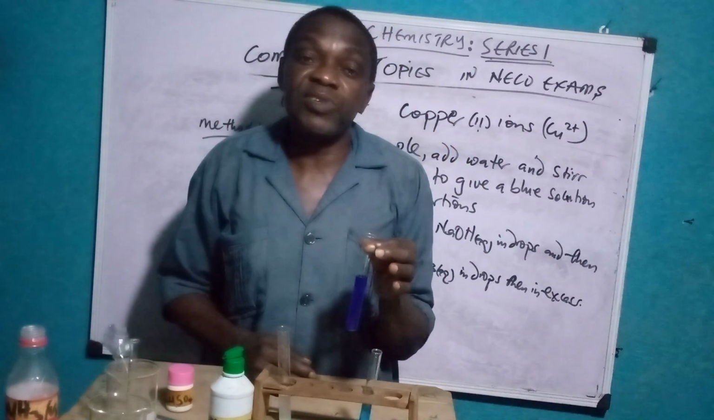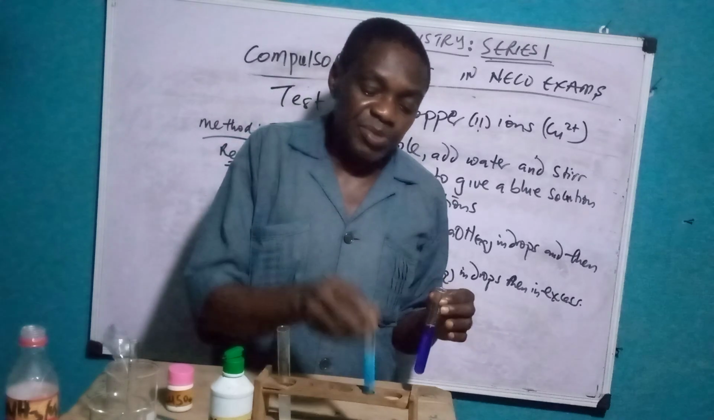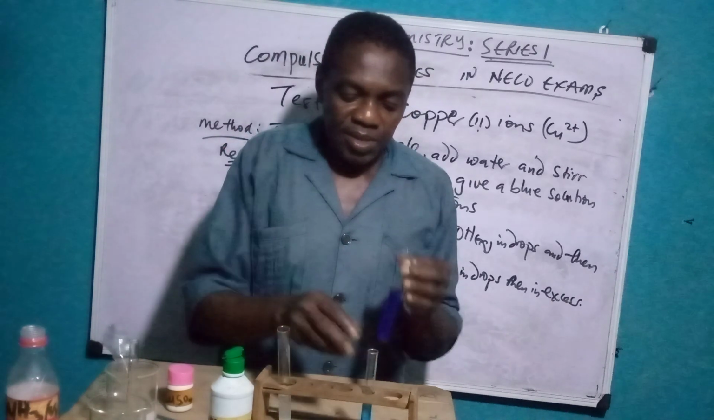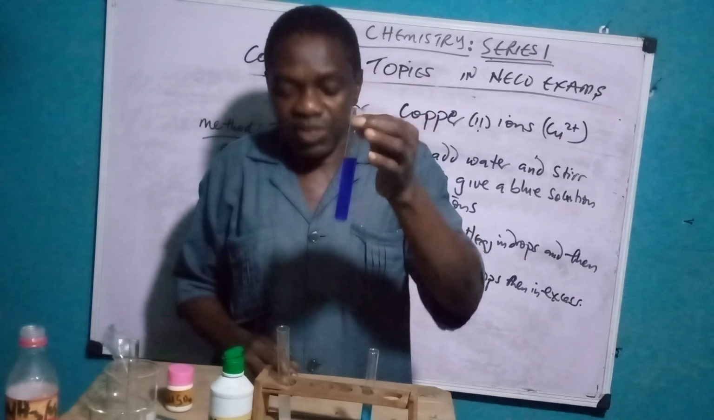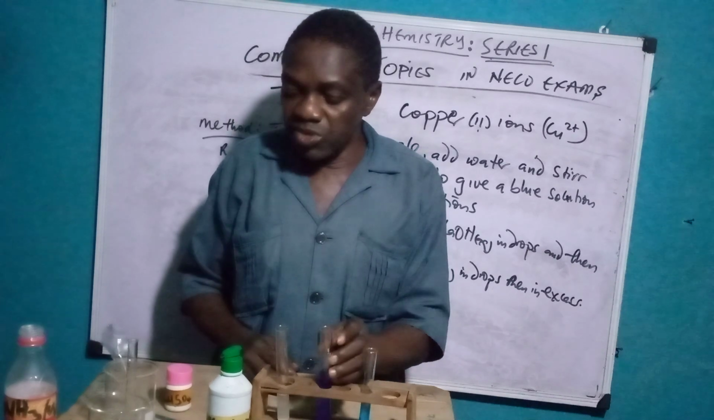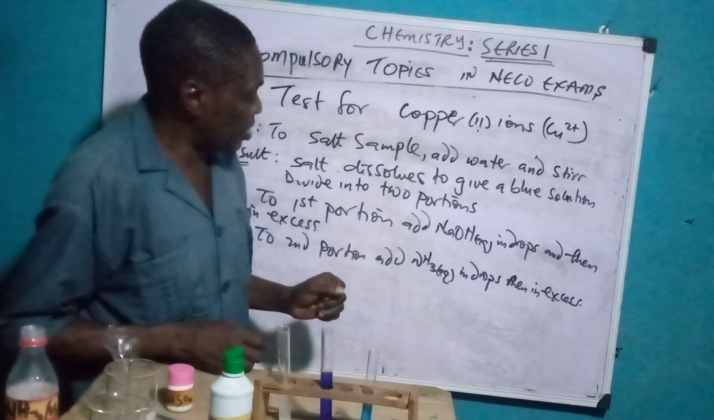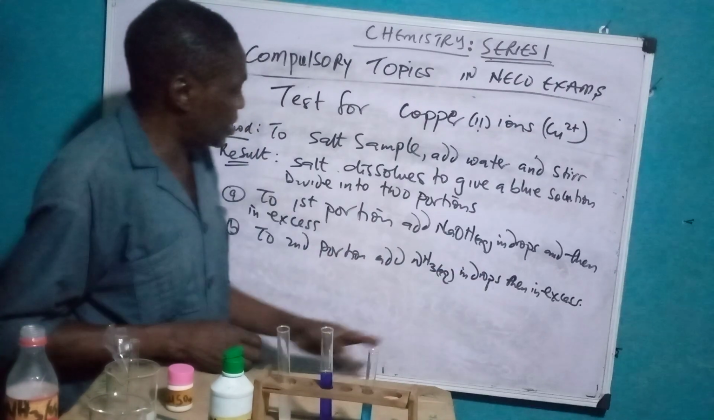In drops it does not give a deep blue precipitate. The precipitate is similar to this. Light blue precipitate in drops, dissolves in excess to give a deep blue solution. Even if you say blue precipitate, it's also correct. So that's what we have in drops and then in excess.